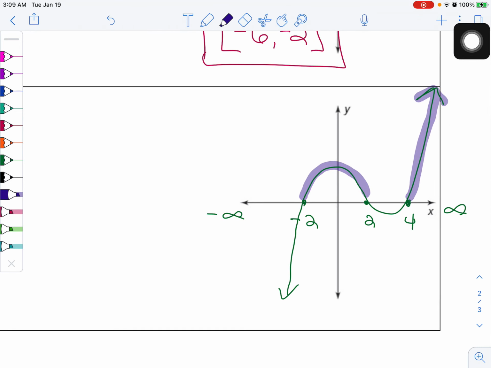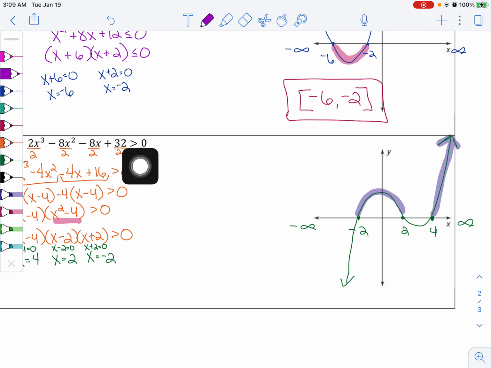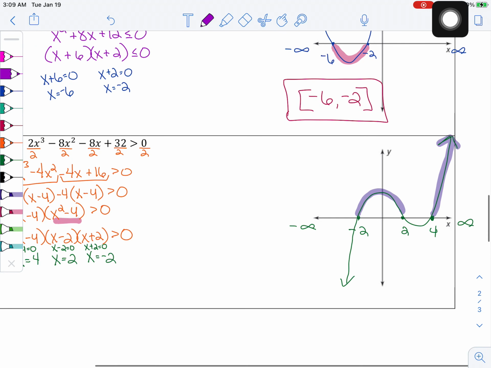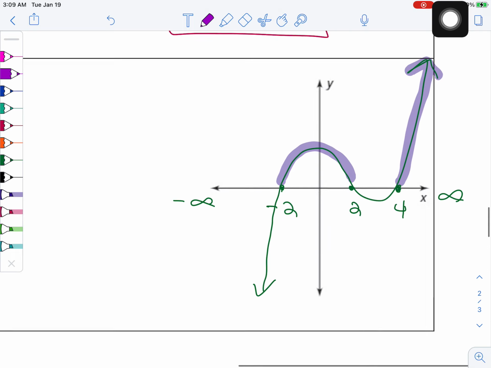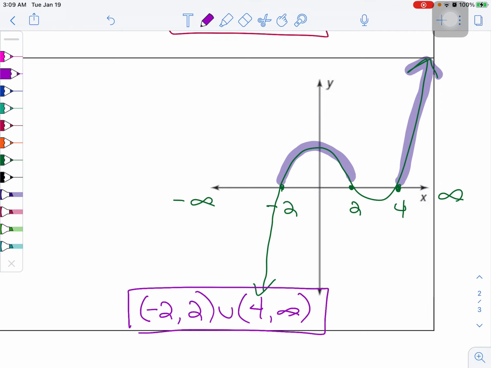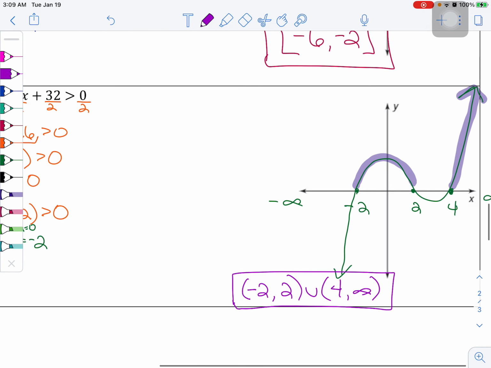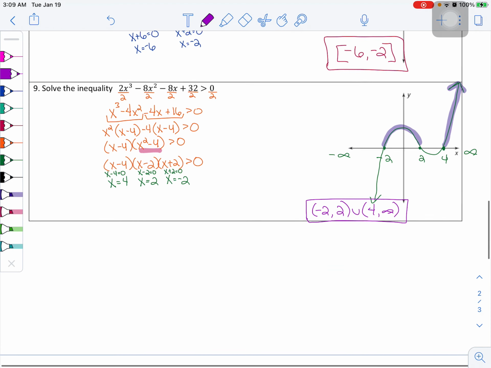So those two intervals, and one quick thing I want to take a look at, there's no equal to part here, so you're not going to use any brackets, all parentheses here. So we start going above the x-axis right around negative 2 to positive 2, and then from 4 till infinity, we are above the x-axis. So there is our interval answer for problem number 9.